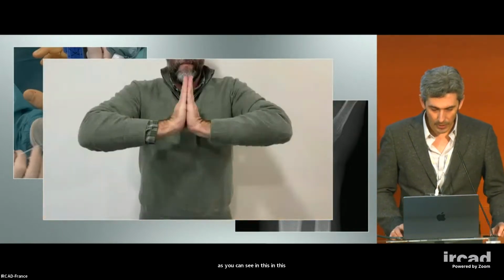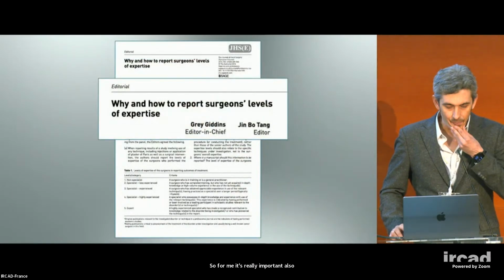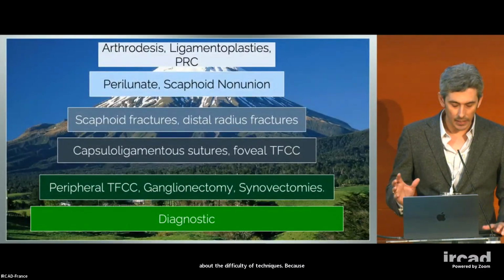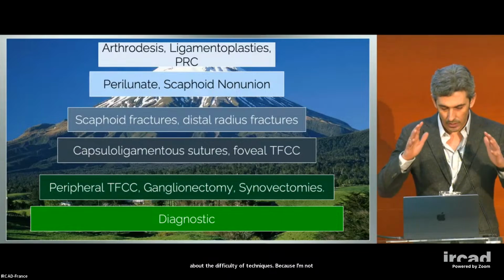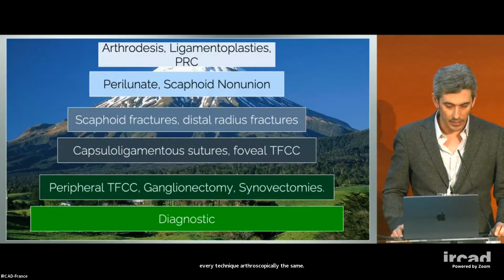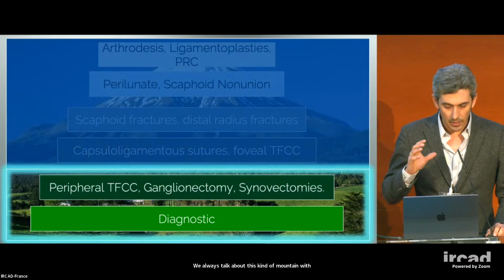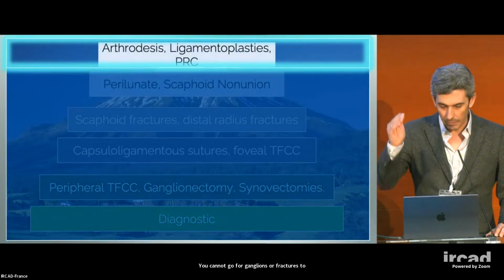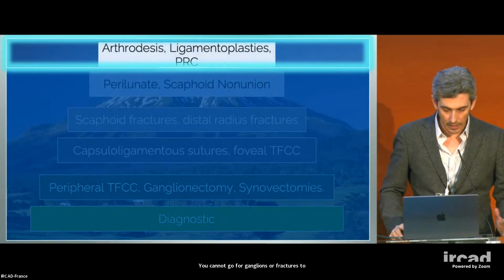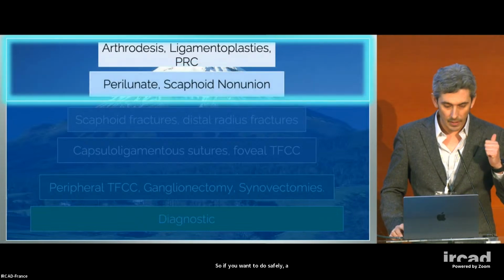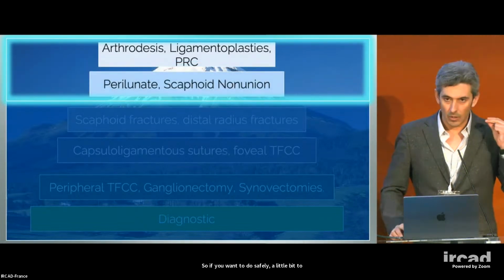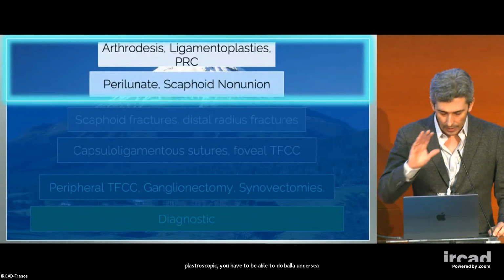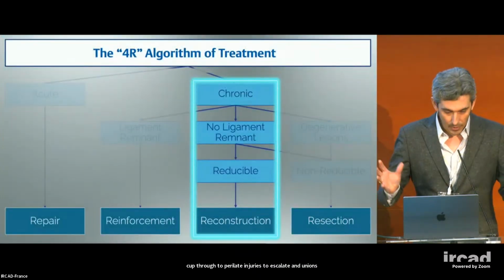So for me, it's really important also to talk about the difficulty of techniques, because not every arthroscopic technique is the same. We always talk about this kind of mountain with difficulties in different techniques, and we organize several courses. You cannot go from ganglions or fractures to ligamentoplasty. You have to climb that mountain. So if you want to safely do an arthroscopic ligamentoplasty, you have to be able to do volar and dorsal capsulodesis, do perilunate injuries, do scaphoid non-unions comfortably before doing ligamentoplasty. It's not like an ACL of the knee. So after everything, it is changing.